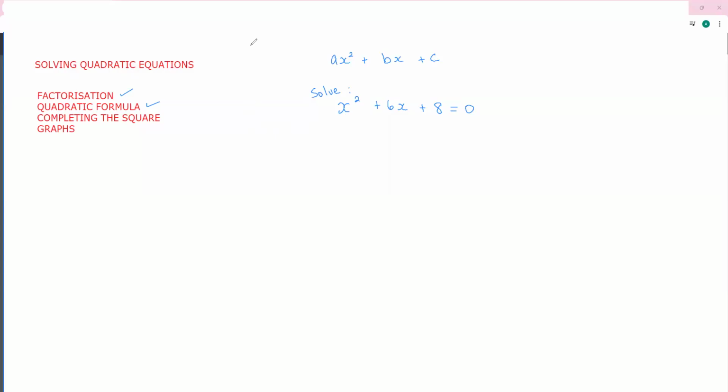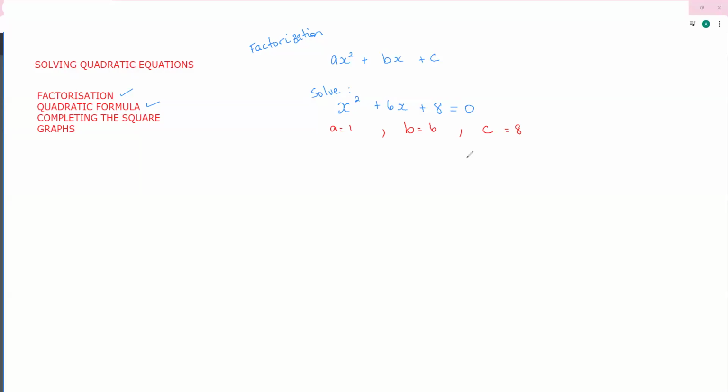So the first one we're going to do is we're going to factorize and then solve. So you identify what is what. A is the value in front of x squared. There's no number in front of x squared, so we recognize that it is 1. So A is 1. B is the number in front of X. In this case, it's positive 6. C is a number without a letter, a constant. So in this case, C is 8.